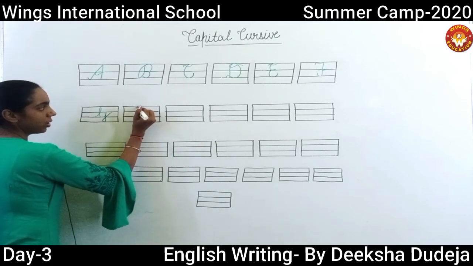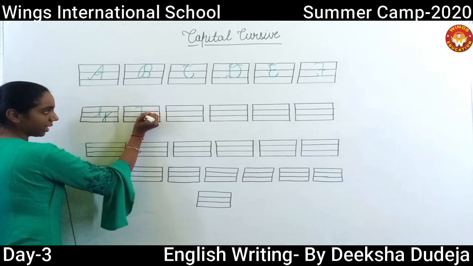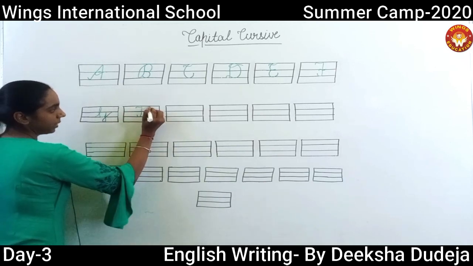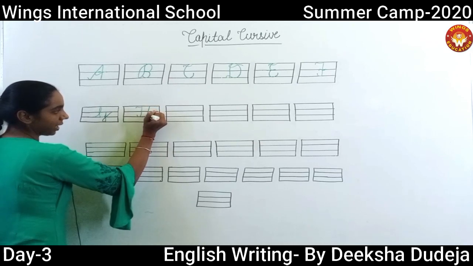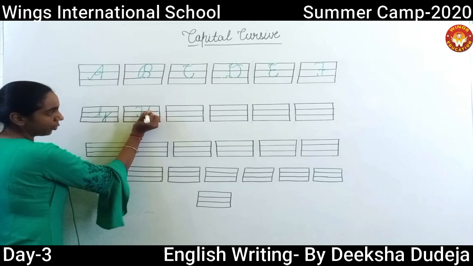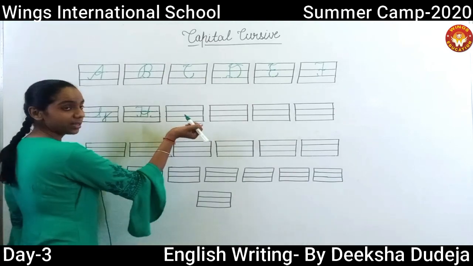I draw a small curve line and touch first line. I draw a standing line, touch to third line and I curve this line. Again, first line to third line, I draw a standing line and touch the curve. I draw oval, touch to second line. Next I draw I.